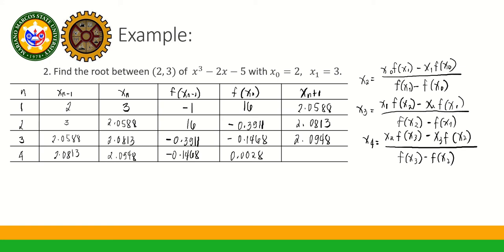0.0028. And computing for x sub 5, this is equal to x sub 3, f of x sub 4, minus x sub 4, f of x sub 3, all over f of x sub 4 minus f of x sub 3. So, plugging these values sa formula natin, you will get x sub 5 be equal to 2.0945.